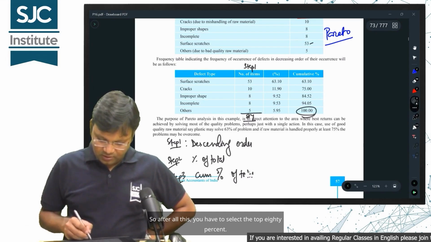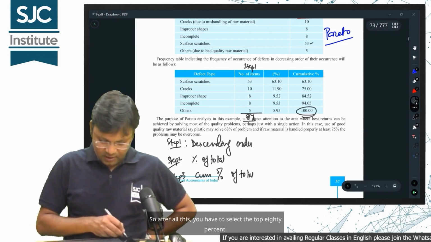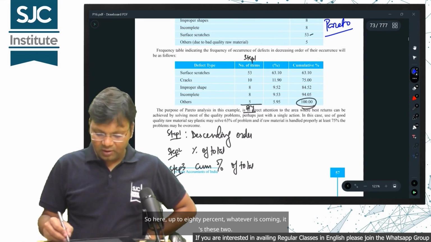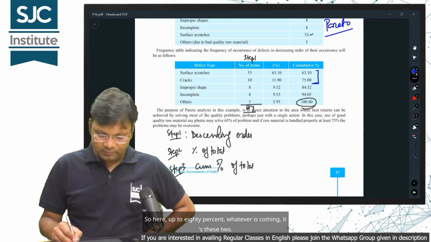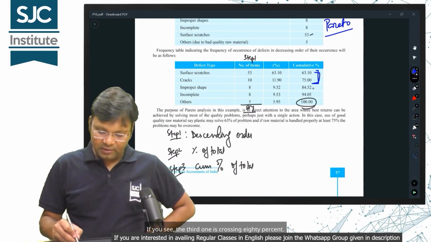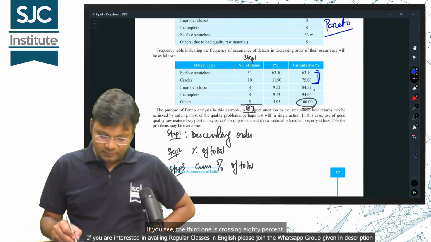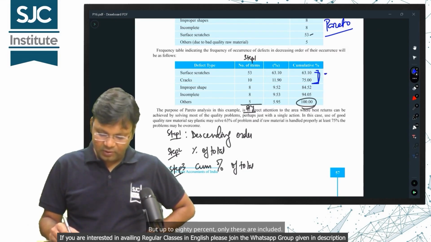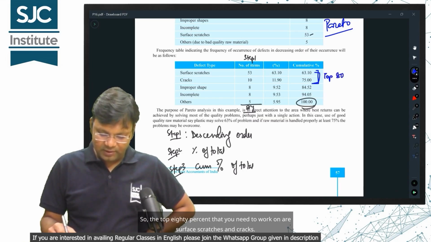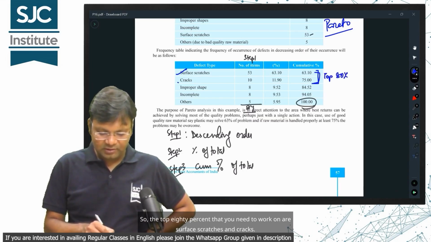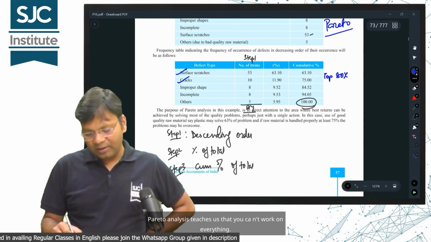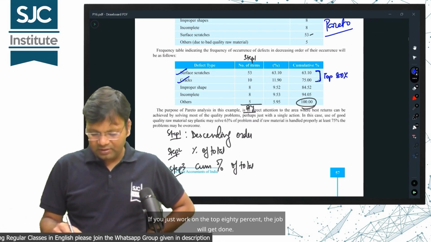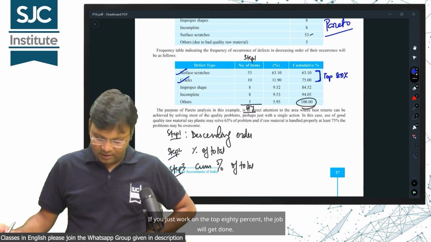So after all this, you have to select the top 80%. So here, up to 80%, whatever is coming, it's these two. If you see, the third one is crossing 80%. But up to 80%, only these are included. So, the top 80% that you need to work on are surface scratches and cracks. Pareto analysis teaches us that you can't work on everything. If you just work on the top 80%, the job will get done.